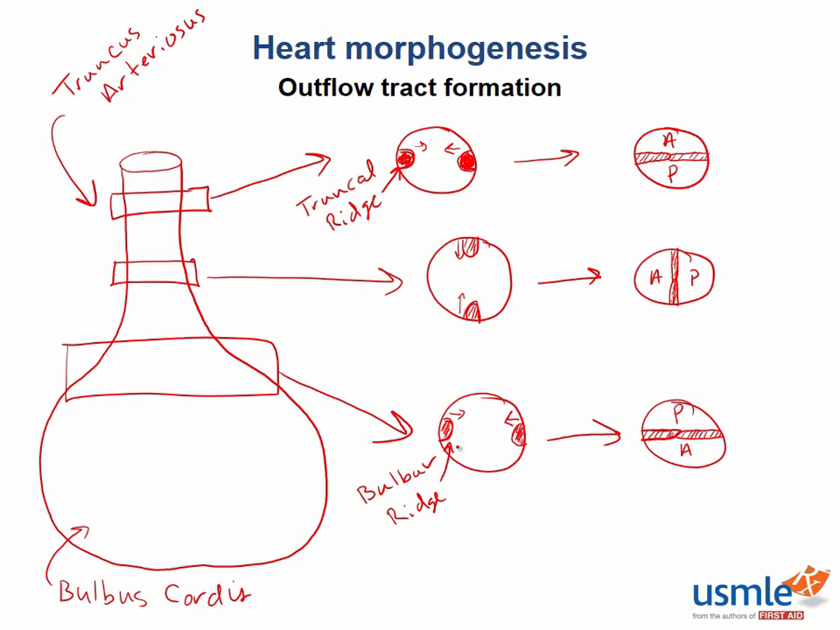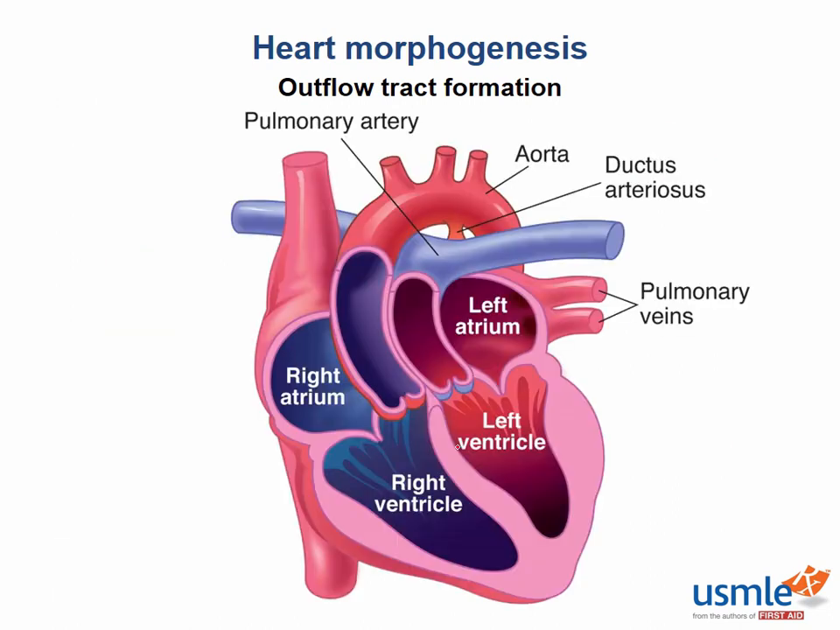During this process, a few things can go wrong. First off, you can have failure of the septum to rotate properly, and this can result in transposition of the great vessels, as you can see here. In this case, the aorta will be connected to the right ventricle, and the pulmonary arteries will be connected to the left ventricle. This results in two closed-loop circulations.